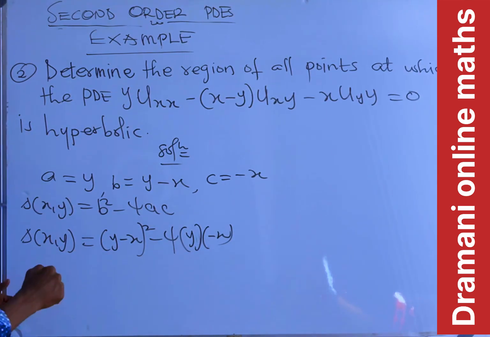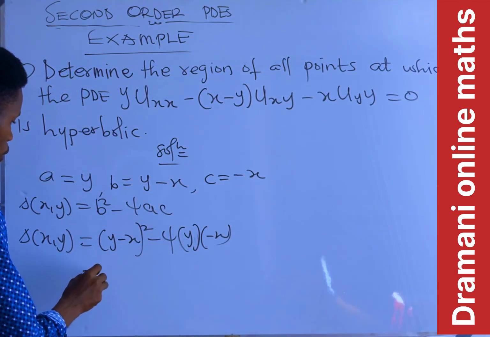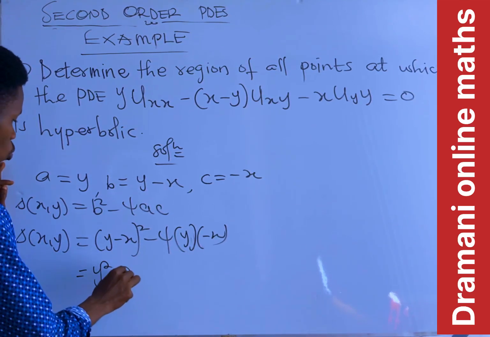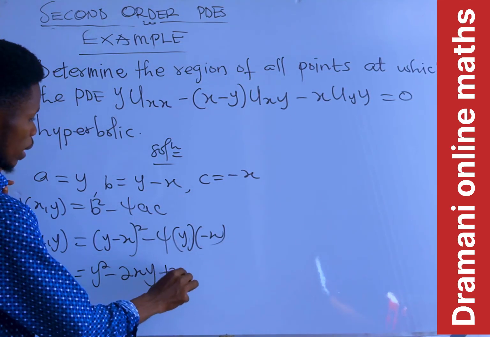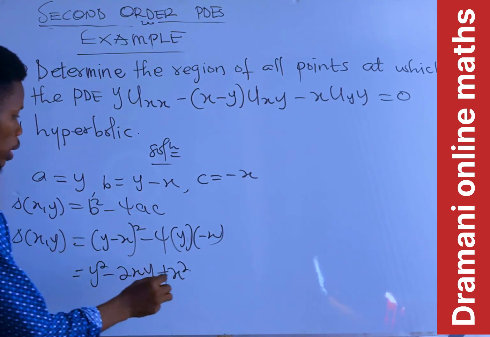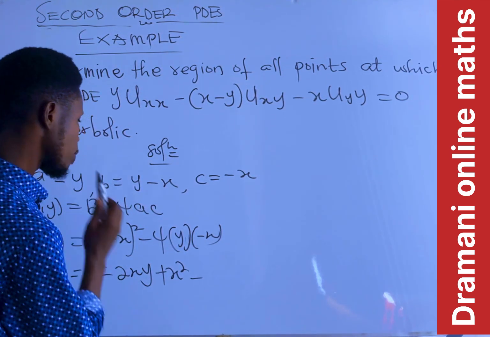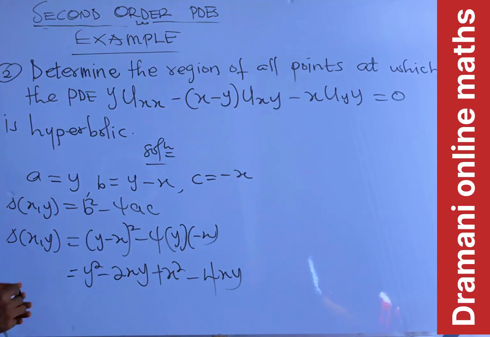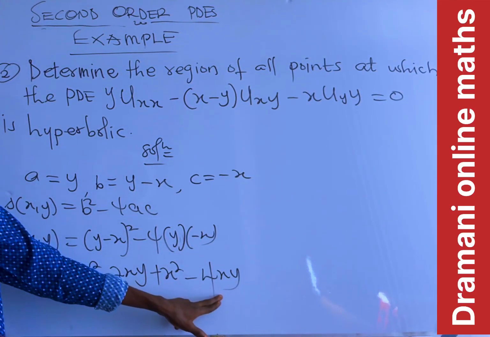So this is what you're going to have. So after getting this one, now let's expand this. This will give us y squared minus 2xy plus x squared, right? The expansion of this. Then this gives us minus 4xy. Can you see that? Now you realize that this and that are like terms. Yes.